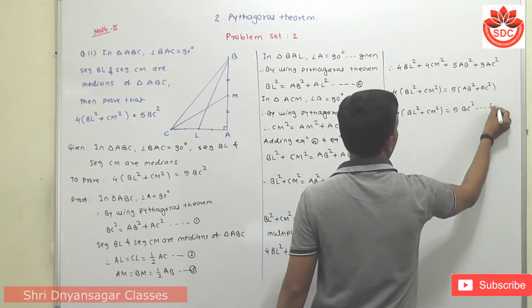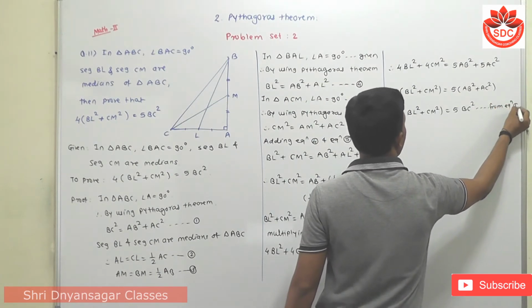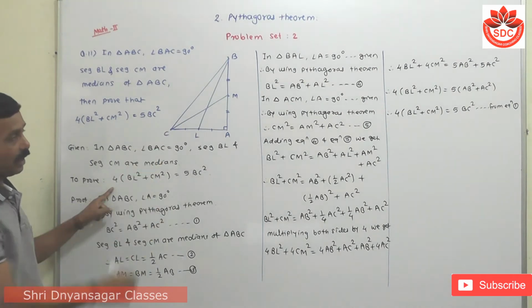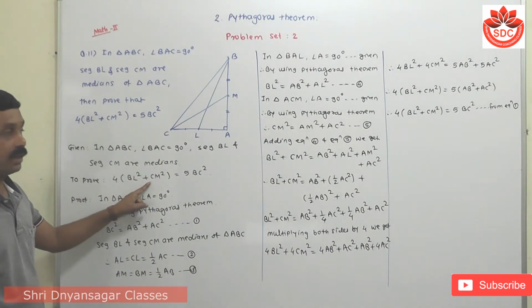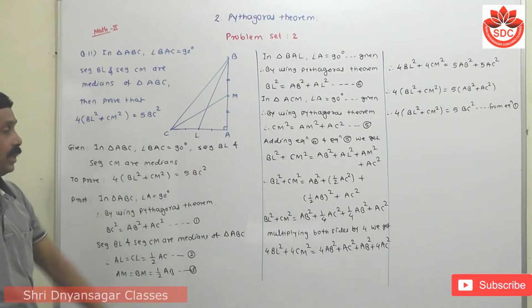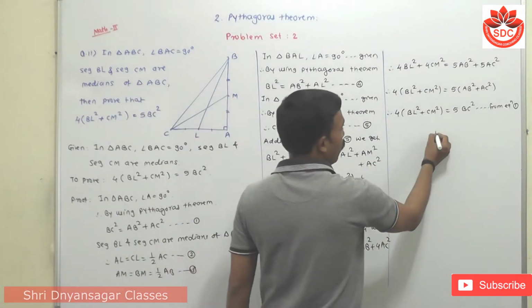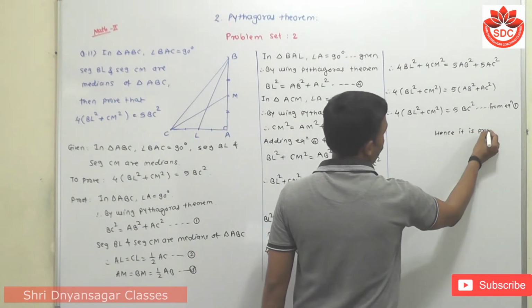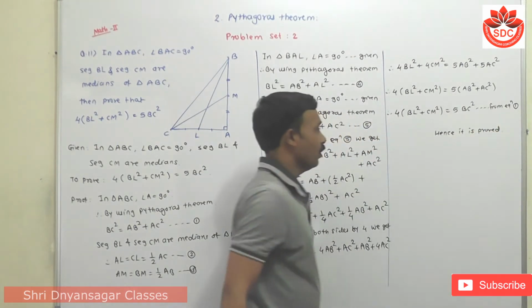Reason is that from equation first. Now observe carefully, to prove is that 4(BL² + CM²) = 5BC², and hence it is proved. Can you understand this? Thank you very much.